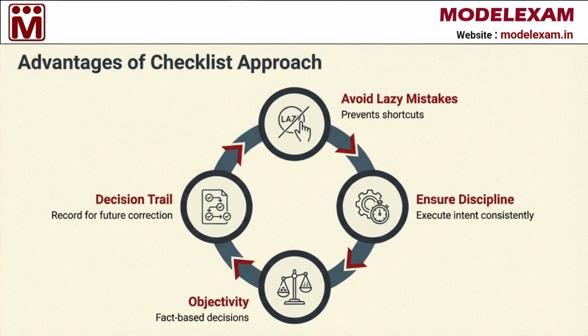Let us look at the 4 major advantages of using this checklist approach. First, it helps you avoid lazy mistakes by preventing you from taking shortcuts. Second, it ensures discipline by forcing you to execute your intent consistently every time. Third, it brings objectivity, ensuring your decisions are based on facts rather than emotions. And fourth, it creates a decision trail. This is a record you can look back on to correct your process in the future.